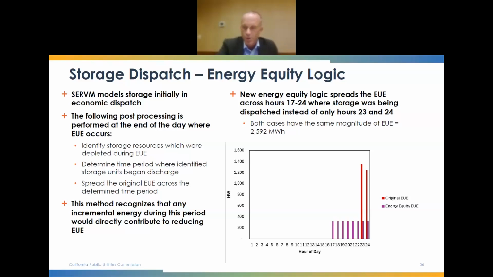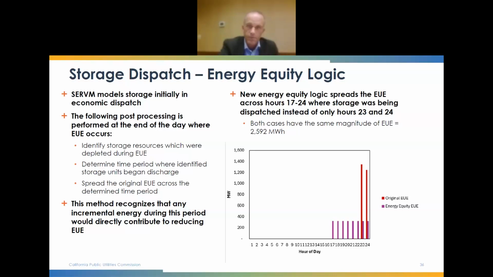So it's a counterfactual storage dispatch where we spread it out so that we have equal unserved energy across the window, so that now we can capture, if I produce 1 additional megawatt hour of energy in hour 17, I will directly reduce unserved energy, or 18, 19, any time during that entire dispatch window. So this better aligns with the actual contribution to reliability than the method before, in terms of the temporal alignment of the value of energy.